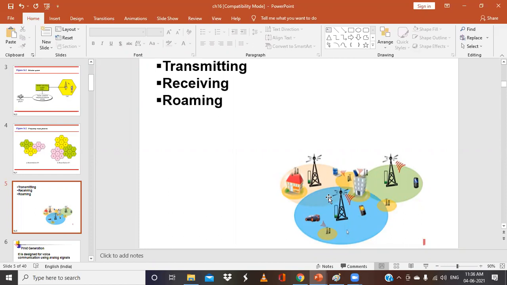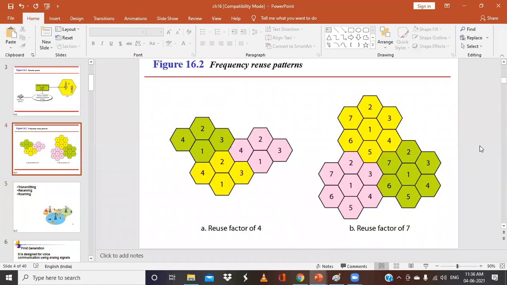So what is that scenario basically all about? When you are at the boundary, there can be a problem with the collision of these signals. To avoid that, we use something called the frequency reuse principle. What this basically suggests is that we have something called frequency reuse patterns.